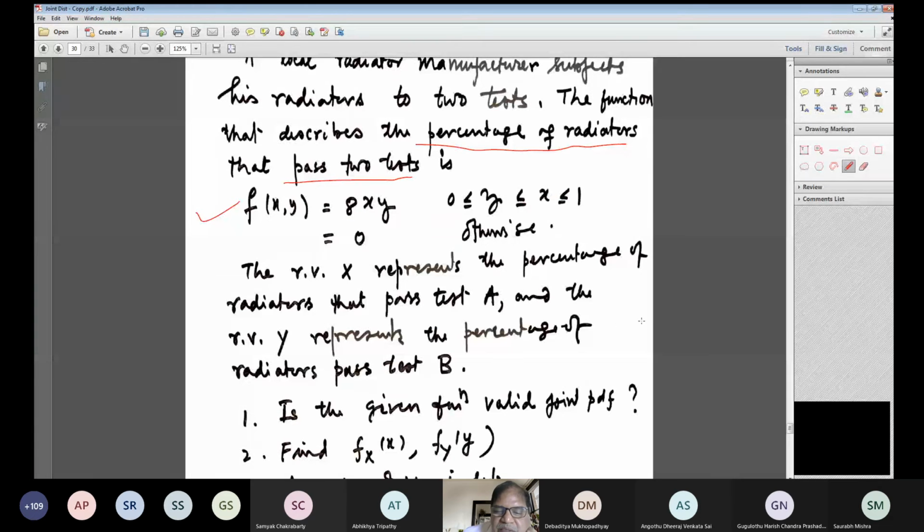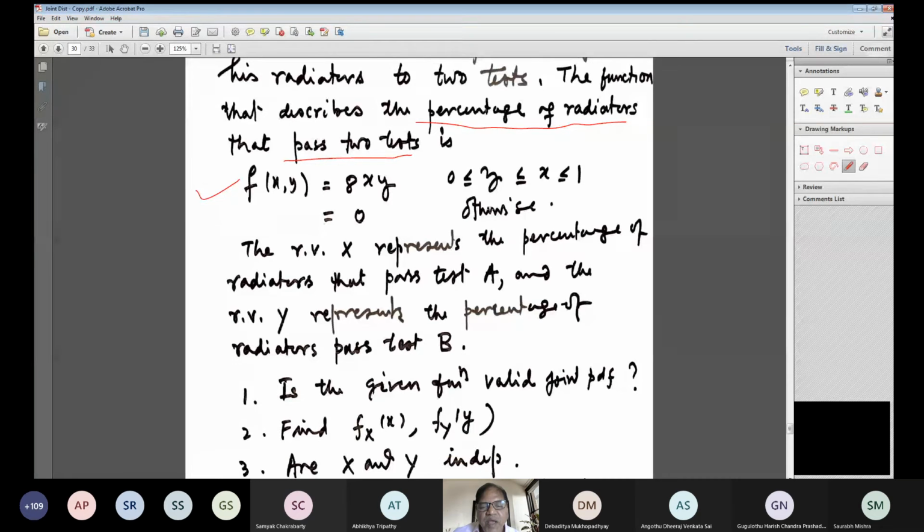The random variable x represents the percentage of radiators that pass test A, and y represents the percentage of radiators which pass test B. So x and y have been defined, and their joint density function is given to you. First thing is that we have to verify.